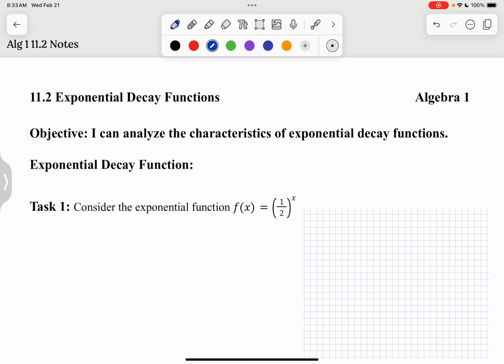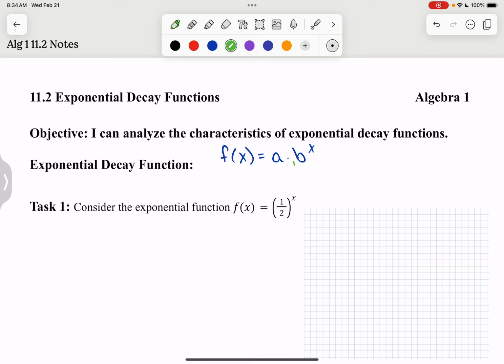Exponential decay functions. So our objective is to analyze the characteristics of exponential decay functions. Since we've already talked about exponential growth functions, this section is going to be very similar. So I foresee it going quite smoothly for most of us. Really, the only difference between an exponential growth function and an exponential decay function is it's going to be of that same form. F of x equals a times b to the x.